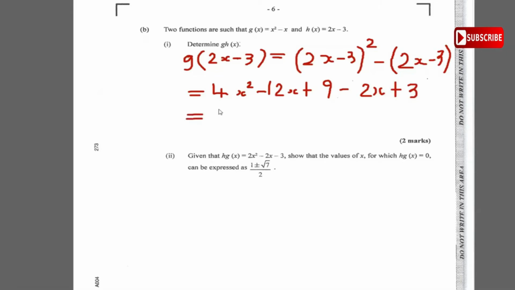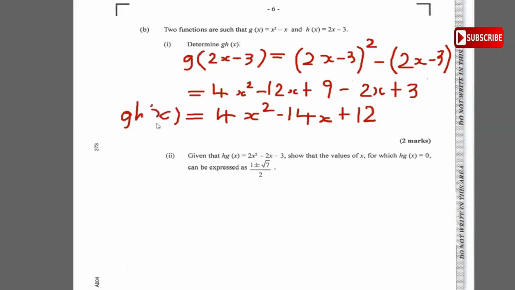So when you finish it now, it's going to become 4x squared. Now minus 12x minus 2x is minus 14x. And then 9 plus 3 is indeed 12. So it's 4x squared minus 14x plus 12. That's gh of x. Nice and easy. Now part 2.